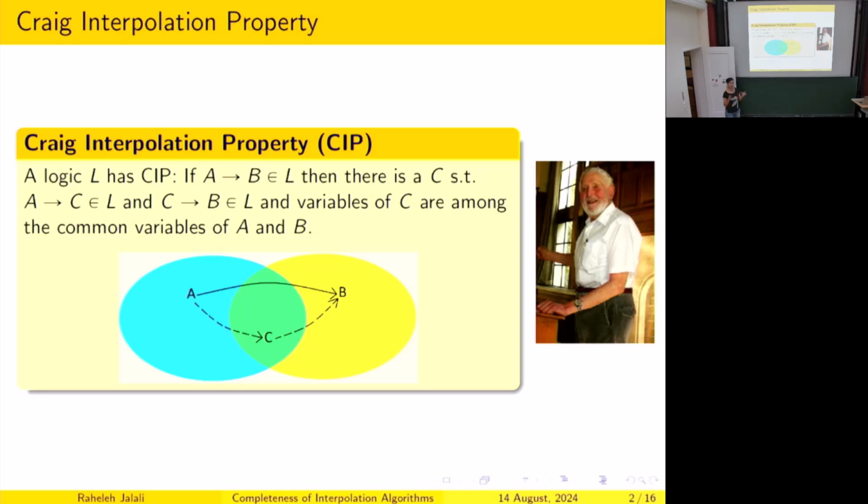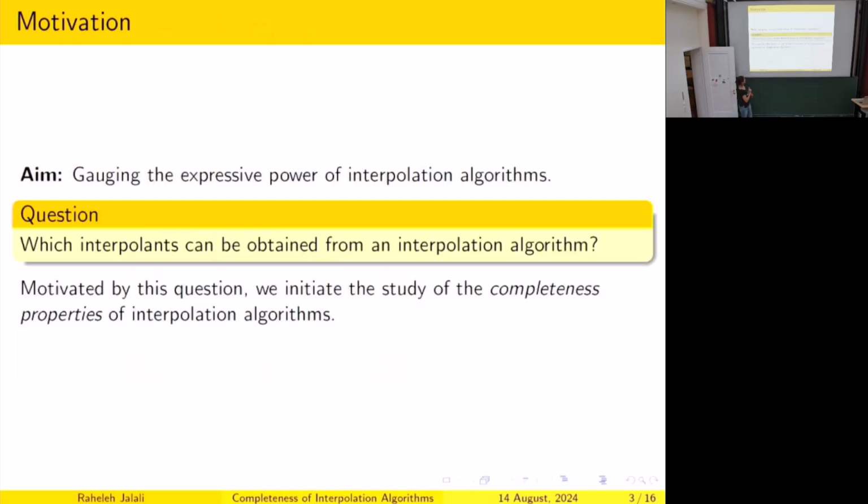It's a property of a logic. We say a logic L has the interpolation property if for any implication which is true in the logic, for each A implies B, there exists a formula in the middle. What do I mean by in the middle? It means that A implies C is in the logic and C implies B is in the logic, and C only uses the variables which are common between A and B. Okay? So this is the interpolation property.